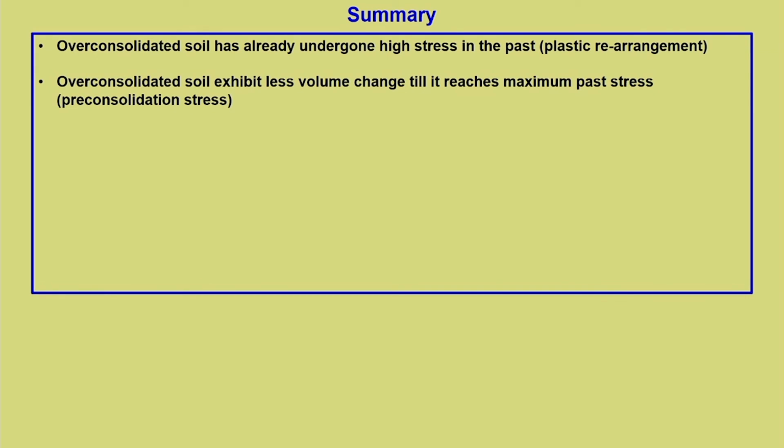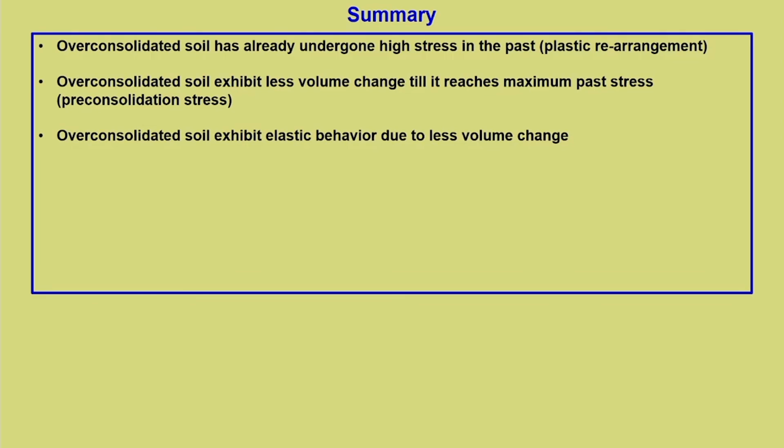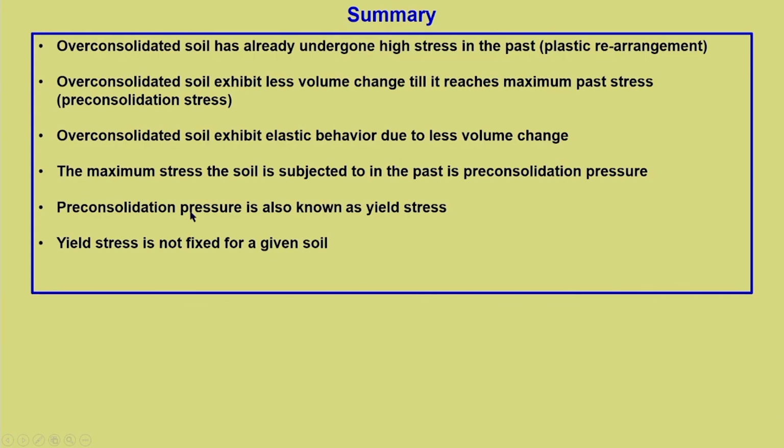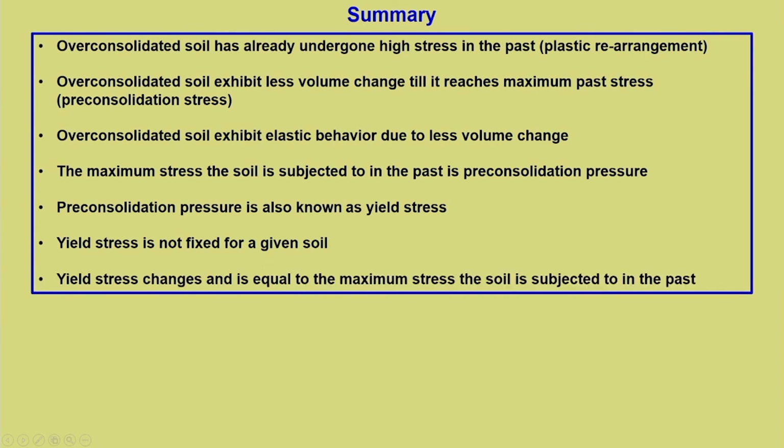Our over consolidated soil exhibits less volume change till it reaches the maximum past stress, which is the pre-consolidation stress. Over consolidated soil exhibits elastic behavior due to less volume change. The maximum stress the soil is subjected to in the past is called pre-consolidation pressure. Pre-consolidation pressure is also known as yield stress. Yield stress is not fixed for a given soil, and yield stress changes and is equal to the maximum stress the soil is subjected to in the past.